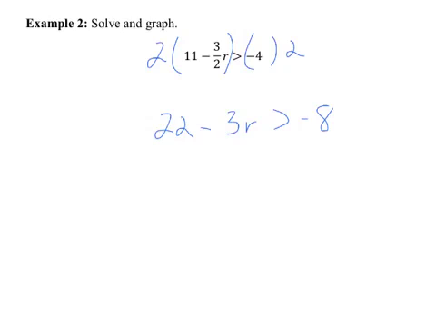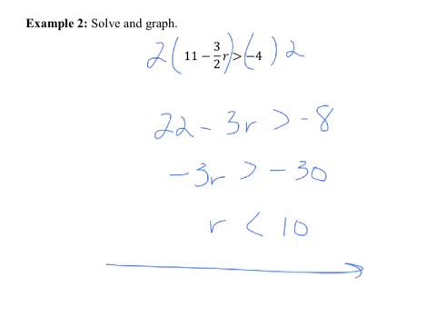And now we can solve this like any other inequality. Subtract the 22 from both sides, and you're going to get negative 3r greater than negative 30. Divide by negative 3, remember to flip the sign, and you get r is less than positive 10. Now, if r is less than positive 10, on a number line it looks very similar to the last part. Just go to positive 10 now. You could put 0 as a reference point, but open circle, shade to the left.